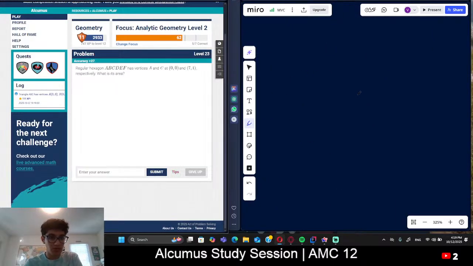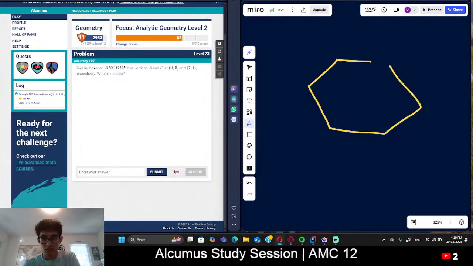Regular hexagon has vertices A and C actually. So okay, this is going to be our A, and then this is going to be our C over here. We can probably go ahead and find this distance by the Pythagorean theorem, and we can find an expression for that in terms of S. So this is going to be S, this is going to be S, this is going to be what?